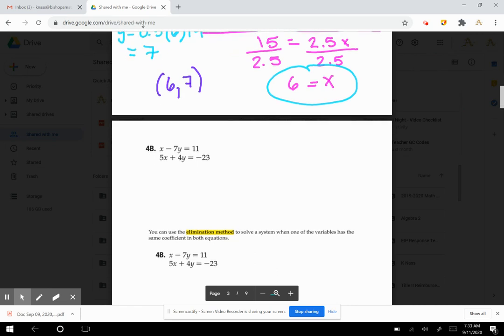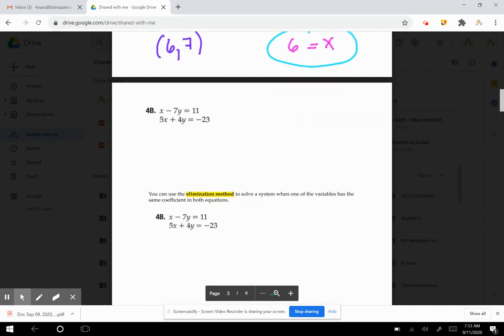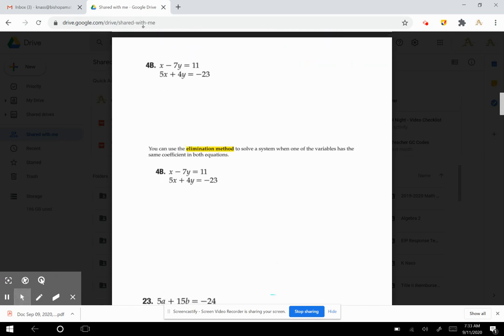All right, let's keep going. So if we look at 4b, notice that none of the variables are by itself. Okay, so we want to get a variable by itself in order to do substitution. So what I would do is I see that my x is almost by itself if I add 7y to both sides. So I'm going to rewrite this equation as x equals 7y plus 11. I put the 7y on the other side. Now, by doing that, I'm going to take 7y plus 11 and substitute it in for x.